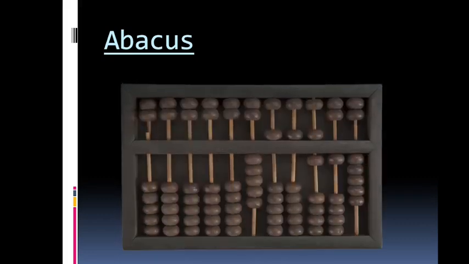Abacus. The abacus was invented by the Chinese around 4000 years ago. It's a wooden rack with metal rods with beads attached to them. The abacus operator moves the beads according to certain guidelines to complete arithmetic computation.